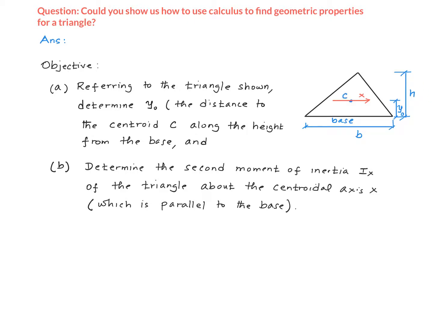First we want to find the distance to the centroid C along the height from the base. So that will be y0 marked in this picture. Then we want to find the second moment of inertia of this triangle about the axis x, which passes through the centroid C and parallel to the base.